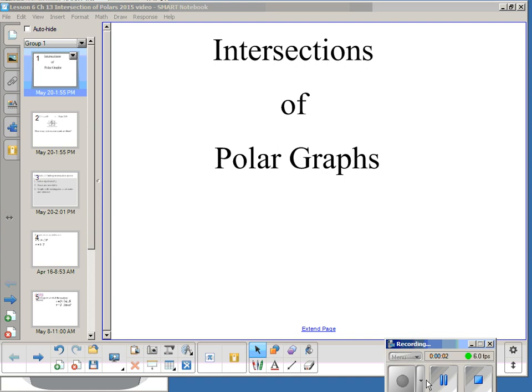All right, today we're going to do some intersecting of polar graphs. We're going to look at two different methods. One is using our calculator, and one is doing it algebraically without a calculator. There are some graphs where it's not feasible to do it by hand, but when we can, we would like to. And for Calc 2, when you go on, you're going to need to be able to do both.